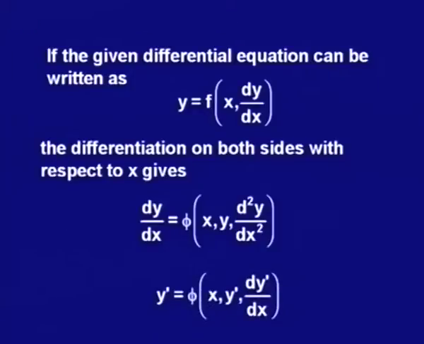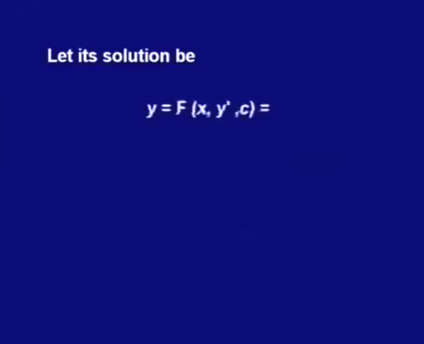Or in other words, what we are writing, y dash is equal to a function of x, y dash and dy dash over dx. That is, now I am writing this equation as y dash as a function of x, y dash and derivative of y dash. Now, what we had was y a function of x and y dash. Here we are having y dash as a function of x, y dash and derivative of y dash. Let us say the solution of this kind of equations is a function which will contain x, y dash and c.